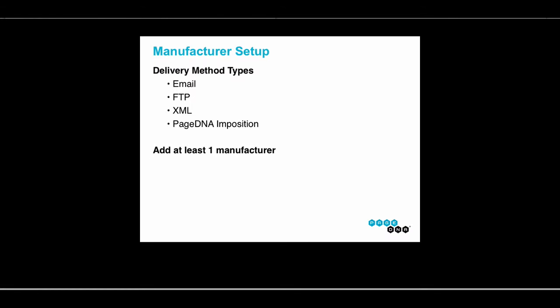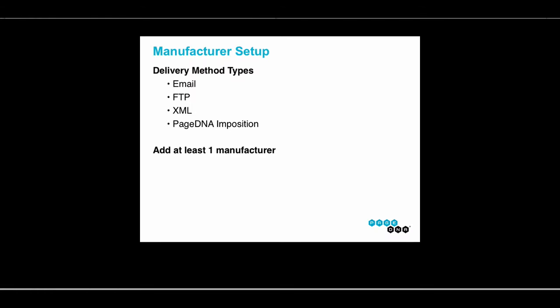A site needs to have at least one manufacturer. If there is more than one manufacturer and a user orders items produced by different manufacturers in the same ordering session, only the order information and production files specific to that manufacturer will be sent to them.